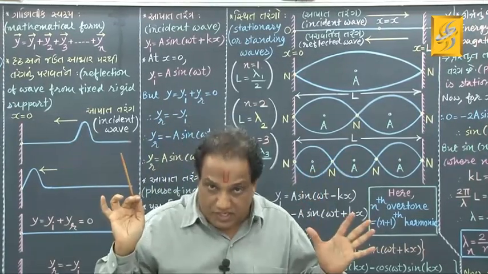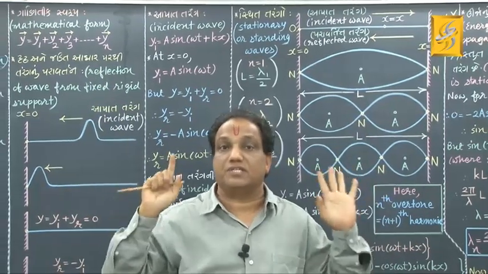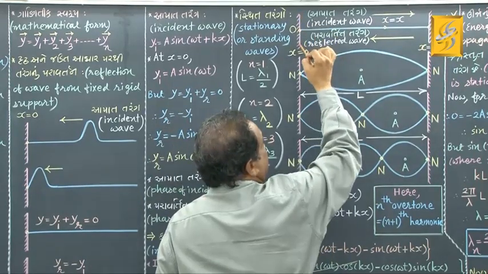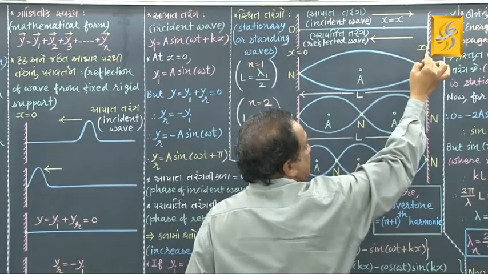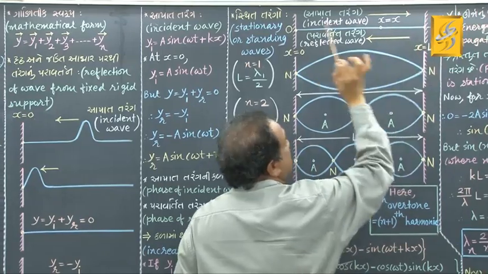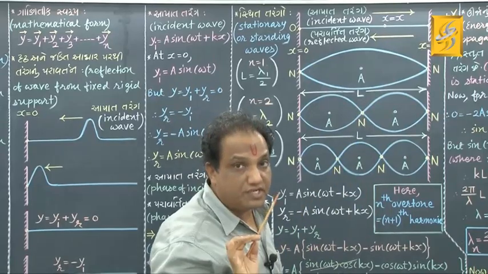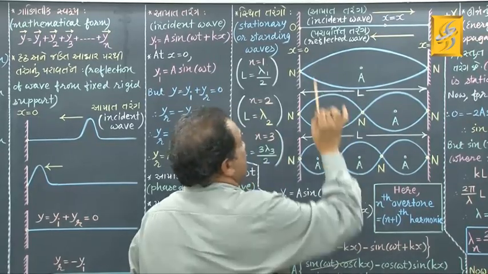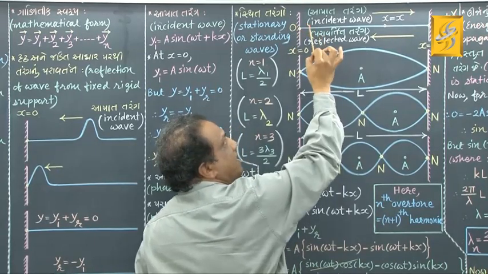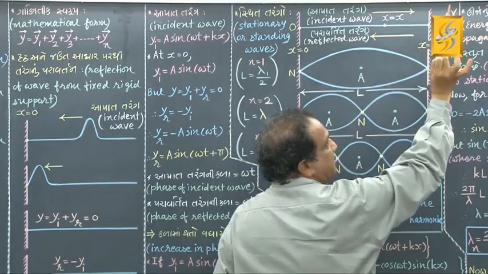kept under proper tension and tied at both the ends with two fixed rigid supports. Look in the figure now. Here is one rigid support. Here is another rigid support, and here is a string which is stretched and kept under proper tension, whose two end points are tied with two fixed rigid supports, correct? Fine. At this very end, we just assume the origin of the coordinate system, and the length of the string is aligned along positive x-axis.